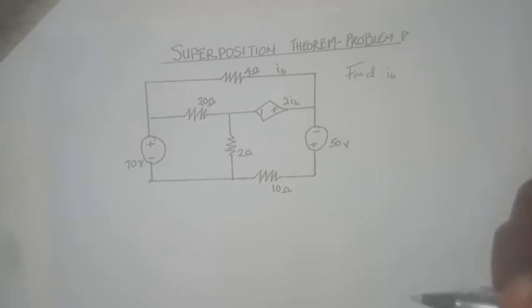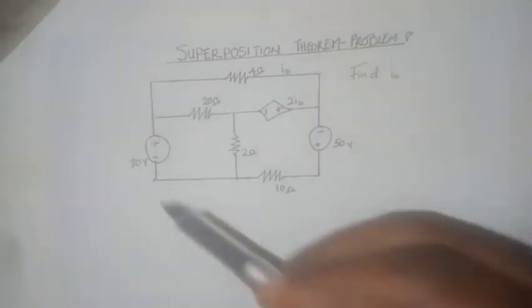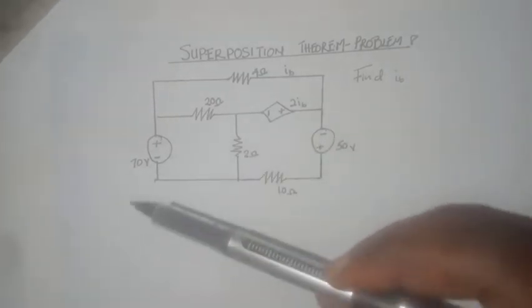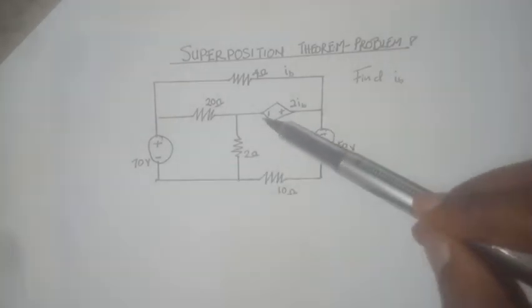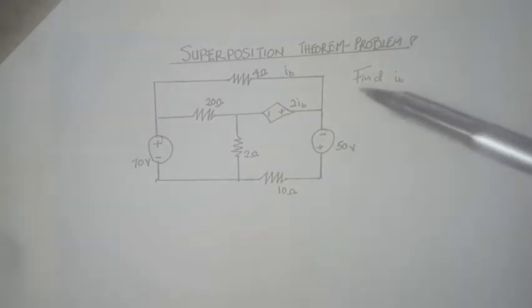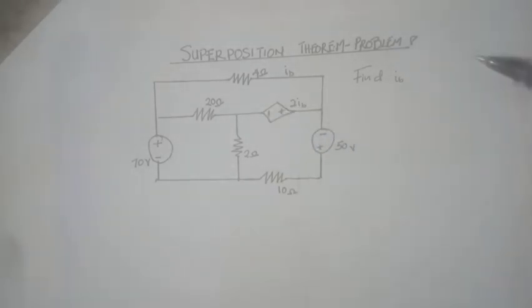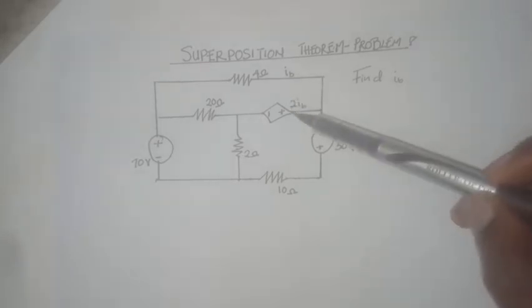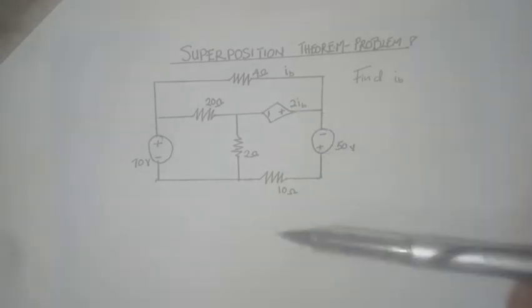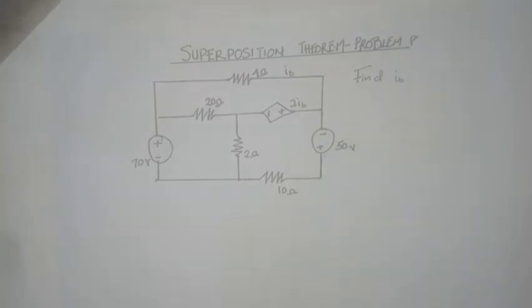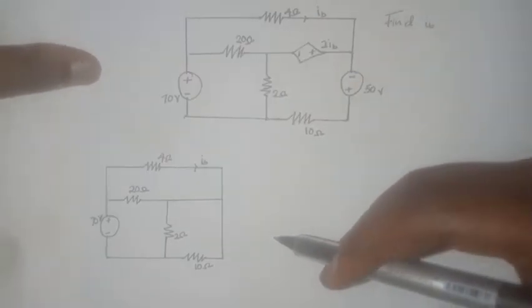And the first power source we're going to be considering would be this voltage source. In order to consider this voltage source as acting alone, we're going to have to turn off the remaining voltage sources. In other words, we're going to replace the voltage sources with short circuits and the current sources with open circuits. As we have two voltage sources here, no current sources, so we're going to be replacing this and this with short circuits, and we'd have a circuit that looks something like this.